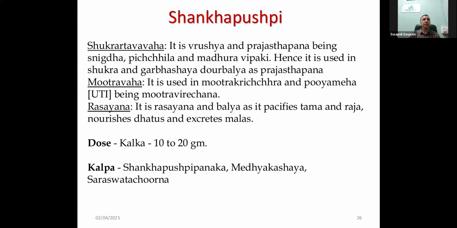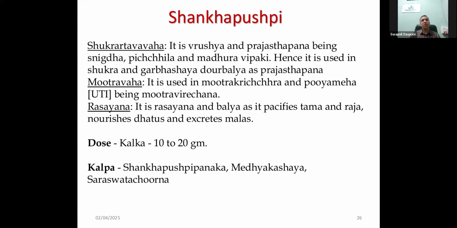Dose: Kalka is 10 to 20 grams. Kalka is the paste, and when you use it in powder form, then it would be 1 to 3 grams usually in dose. Kalpas: Shankapushpi Panaka. So Panaka is the water, Shankapushpi Panaka. Medhya Kashaya. So a ready preparation, Medhya Kashaya. Kashaya in this context is Kwath, okay, so decoction, ready fermented decoction, which is Medhya Kashaya.